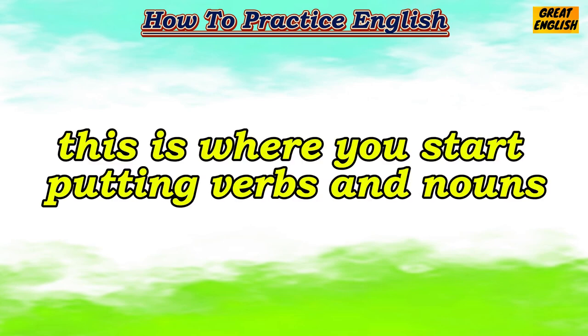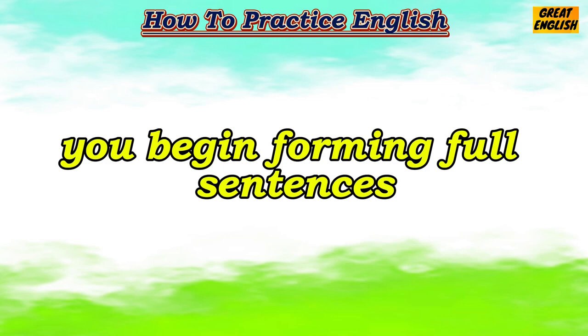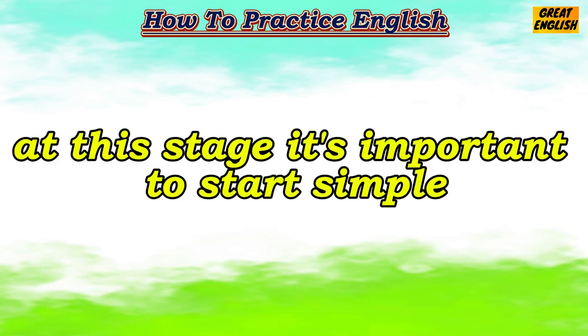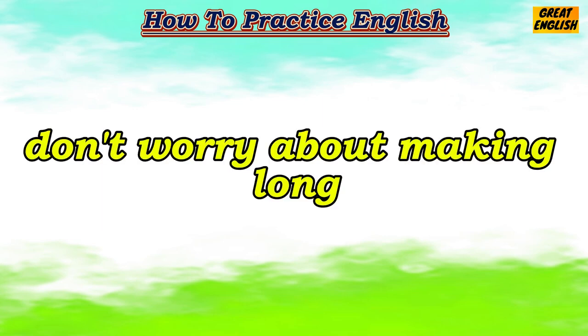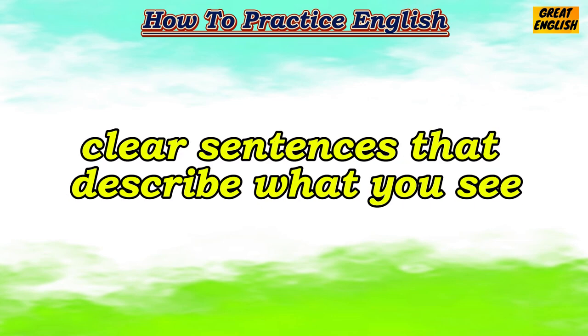This is where you start putting verbs and nouns together to describe what's happening around you. You begin forming full sentences. At this stage, it's important to start simple. Don't worry about making long, complicated sentences. Just focus on creating short, clear sentences that describe what you see.